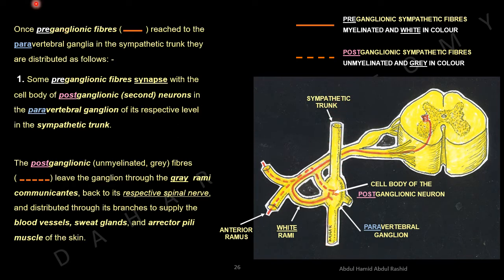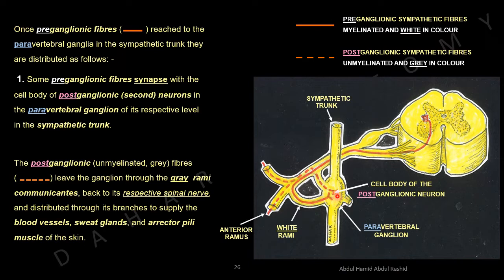Once preganglionic fibers reach the paravertebral ganglia in the sympathetic trunk, they are distributed as follows. Number 1. Some preganglionic fibers synapse with the cell body of the postganglionic, that is, second-order neurons in the paravertebral ganglia of their respective level in the sympathetic trunk. So once these preganglionic fibers reach the ganglia, some fibers will synapse with the cell body of the postganglionic neuron. This is the second-order neuron.